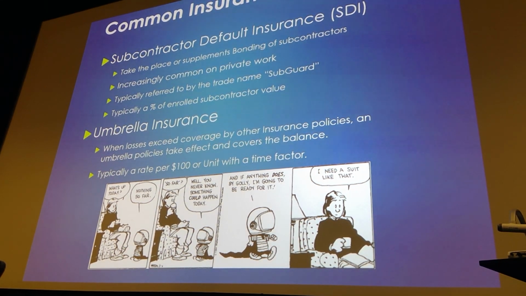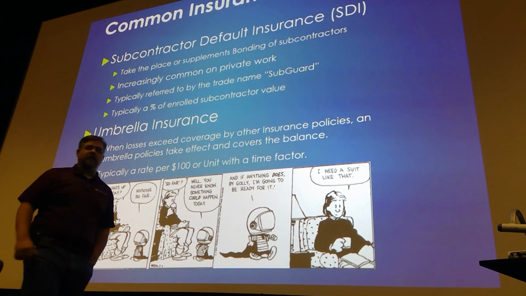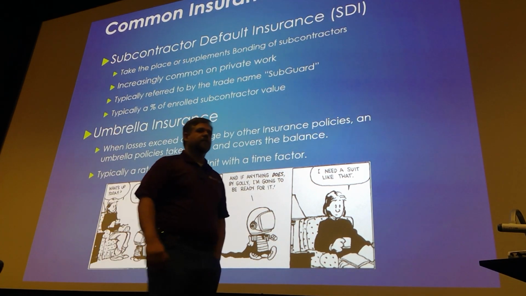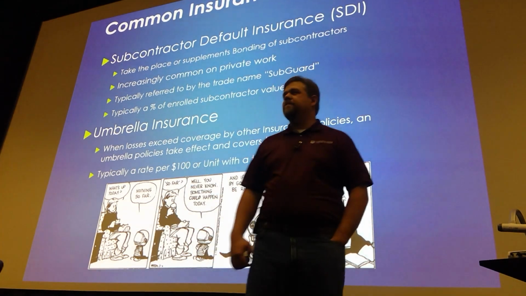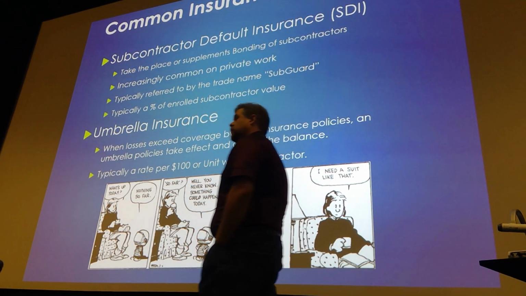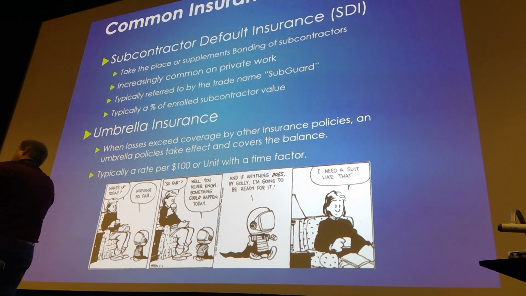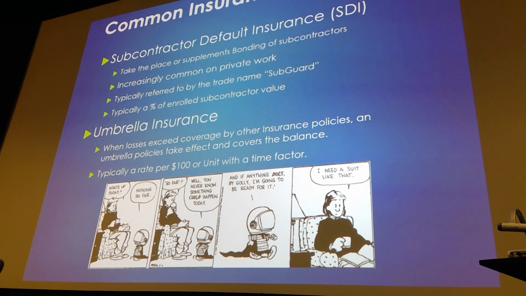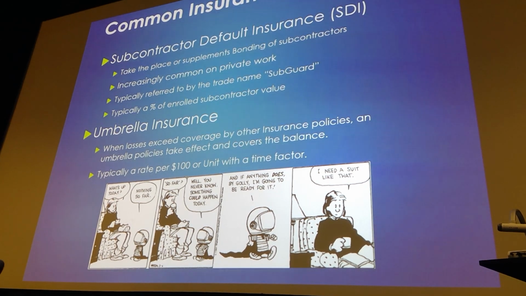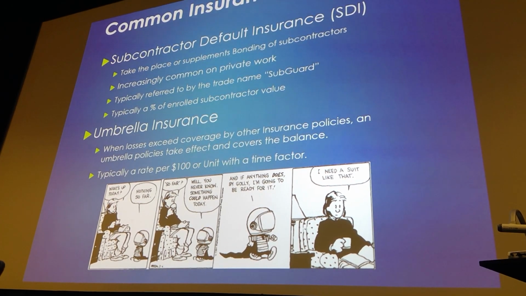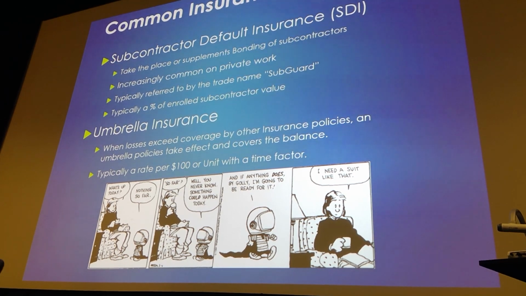Subcontractor default insurance, we talked about this, commonly called Subguard. It's an insurance that takes the place of subcontractor bonding. And I said that in the past, subcontractor bonding was very prevalent. And that's why you hear so much of it, especially from our old timers in our faculty, or anybody that did a lot of public work. But private work anyway is increasingly being supplanted by SDI.